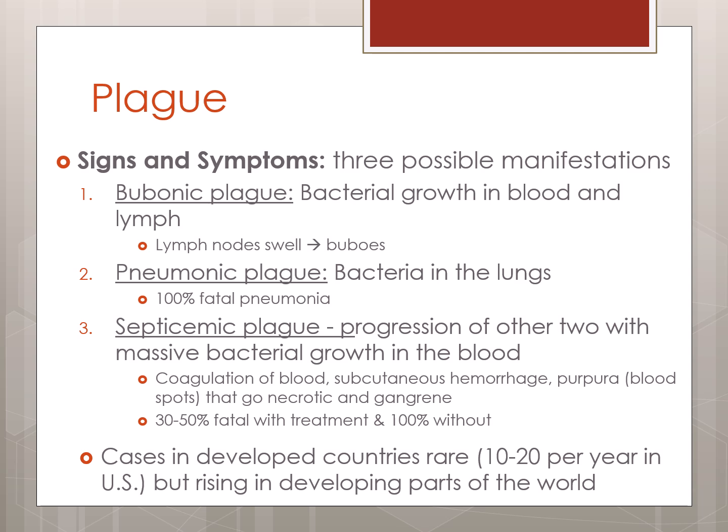We have septicemic plague as well. So this is going to be a progression of the other two with massive bacterial growth in the blood specifically. But we're not going to see those buboes potentially, but we do see coagulation of the blood, maybe subcutaneous hemorrhaging, blood spots, maybe necrotic areas of the tissues, and maybe gangrene at the extremities.